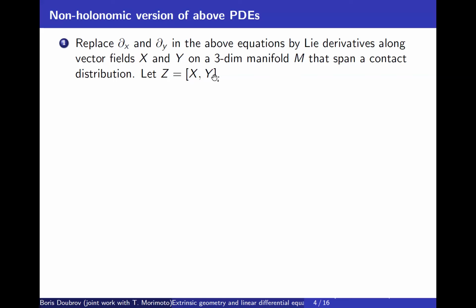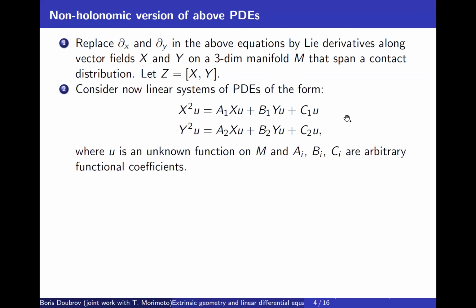So the bracket of X and Y is a certain vector field Z. So X, Y, and Z will form a frame on M, linearly independent at each point. And then formally we rewrite the same system. So we have the same system. Now, of course, we have one more coordinate. So u is now a function of three variables, not two variables as before. And also the coefficients A_i, B_i, C_i are now functions of three coordinates, because they're all functions on M, which is three-dimensional. But the system stays the same.